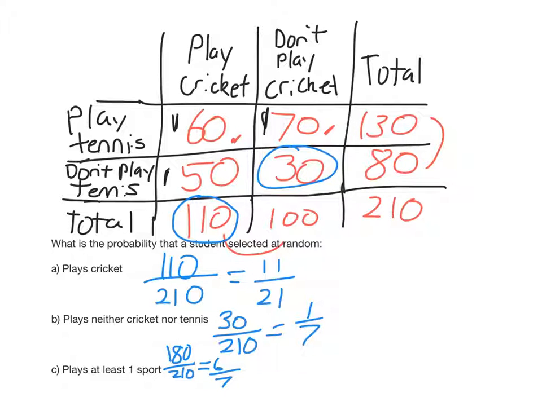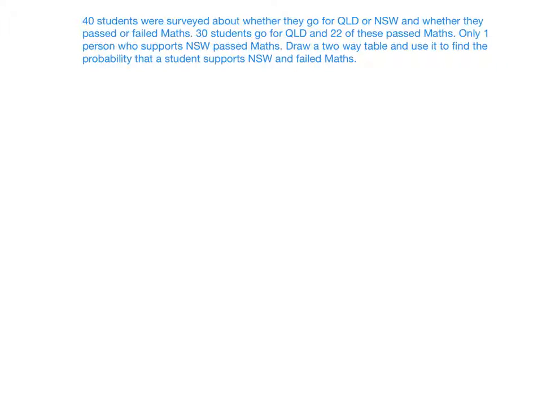Okay, great. I'll just do one more example now where we'll actually be given the question and construct a two-way table from that. So this is the question we'll attempt. 40 students surveyed, and they're asked whether they go for Queensland or New South Wales. 30 said Queensland. They were also asked whether or not they passed maths. 22 of the students who go for Queensland passed maths, and only one of the people who supports New South Wales passed maths. So we're going to draw up a two-way table and use it to find the probability that a student supports New South Wales and also failed maths.